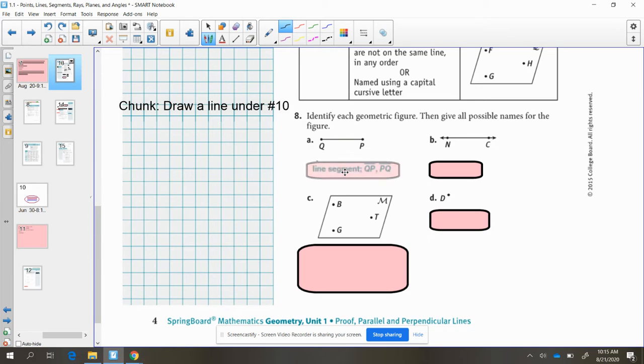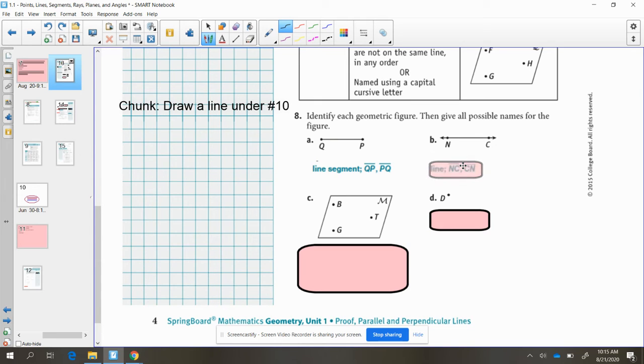Now you should have gotten that this is a line segment, and you should have had two ways to write this. Either QP or PQ, you have to have that line segment on top, so it must look exactly like this. Now part B here, take a moment now to try part B. What is it and how would you name it?